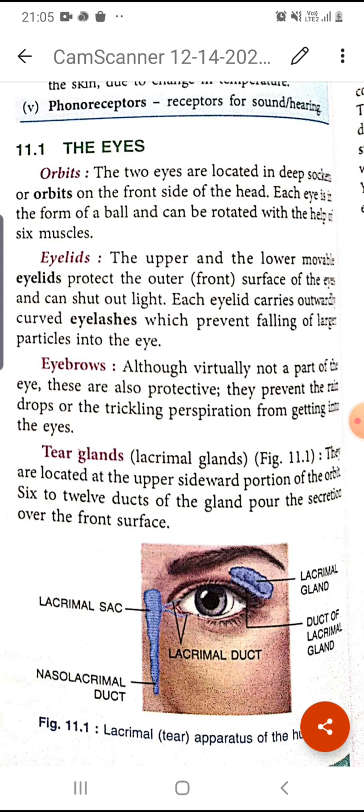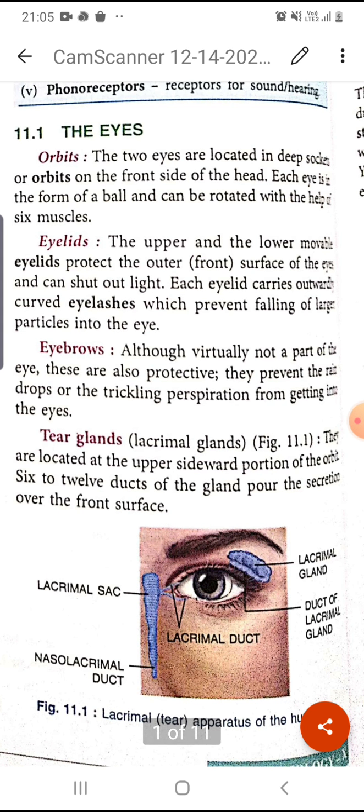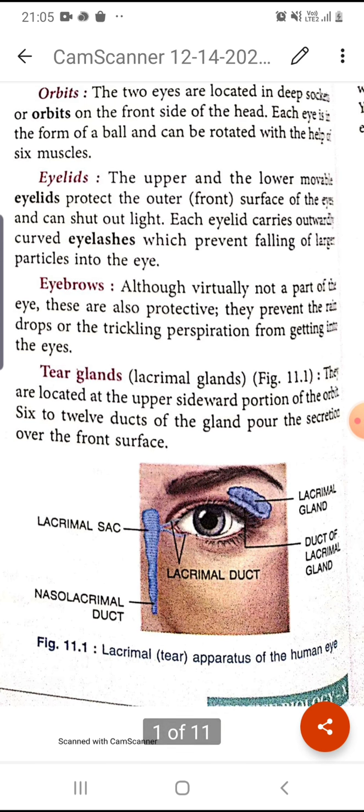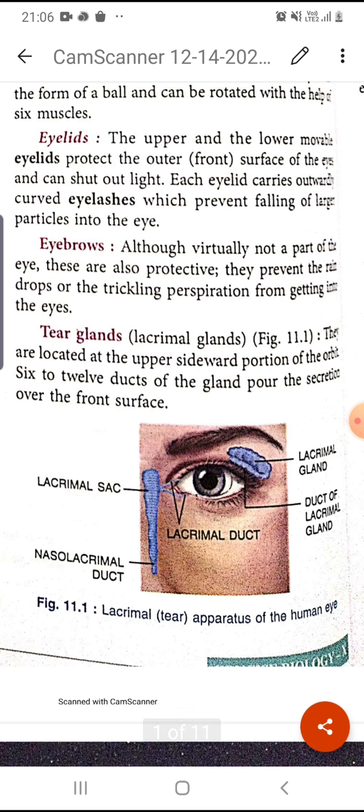Means whenever light falls on our eyes, we can close them. The eyelids carry curved eyelashes which prevent any particles from falling inside the eye. Next is eyebrows. Although they are not directly a part of our eye, they sometimes act as protection and prevent raindrops or perspiration from getting into our eyes.